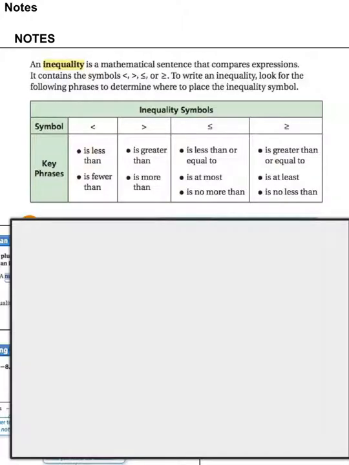Okay, so our next unit is Unit 4, and it is all about inequalities. An inequality is a mathematical sentence that compares expressions. We were working with equal signs before, like 3x equals 15. This is an equation. This is what we have been doing. Now we are going to be working with inequalities.